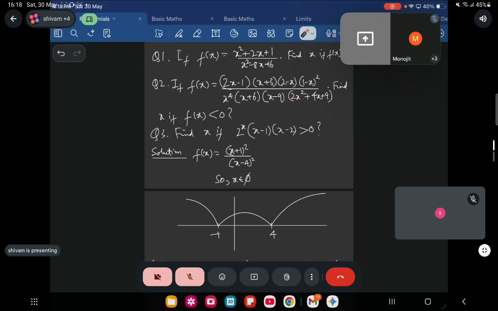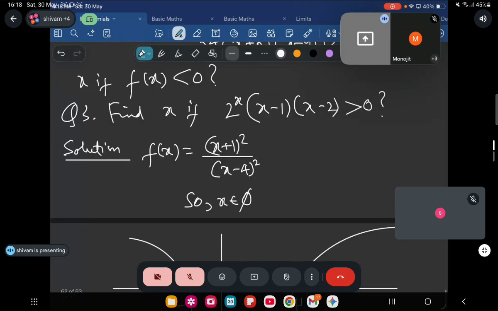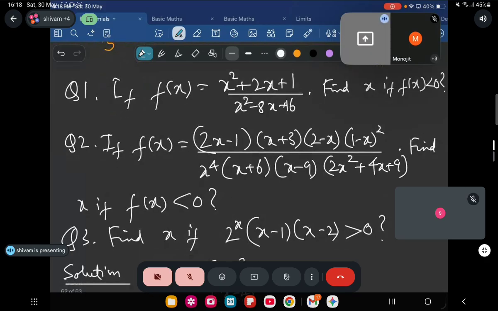It contains no real root. That means it cannot be factorized. So leave it. It is always positive. You people can understand 2x square plus 4x plus 9 is always positive because it does not have any real root.